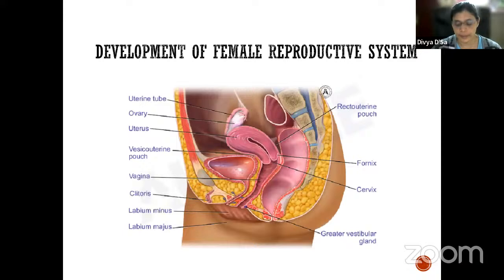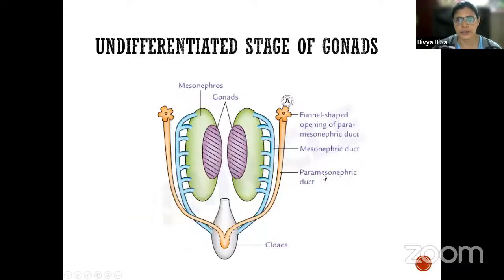Going to the female reproductive system now. In the female reproductive system, we have the uterus, the ovaries, the fallopian tubes, and the vagina. These are the parts of the female reproductive system. We will start from the development of the gonads. This is the undifferentiated stage of the gonads.